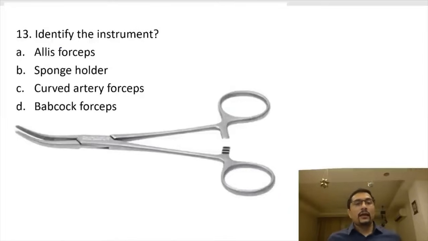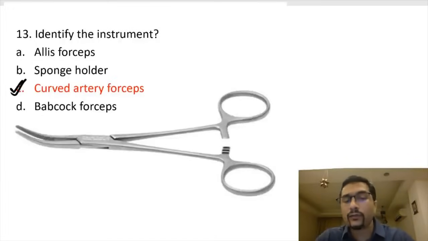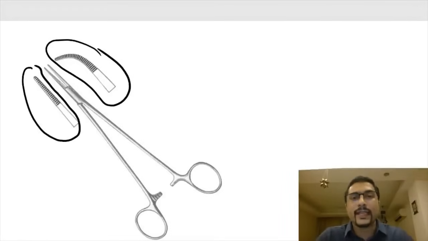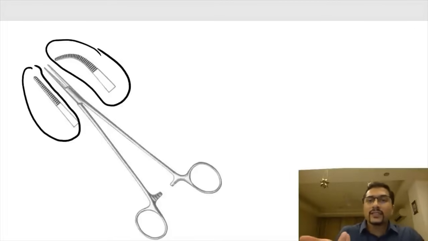Now, invariably, you have one or two instruments. The images are given and they ask you to identify them. This was asked last year. They had asked you to identify this instrument. And if you've ever been to the theater, you can easily identify this as a curved artery forceps. So you can see it is curved, right? So you can have curved or straight artery forceps. This one is curved, and you can see that there are these serrations which are present there. So serrations are present. The name suggests that you can hold a bleeding vessel with this, right?